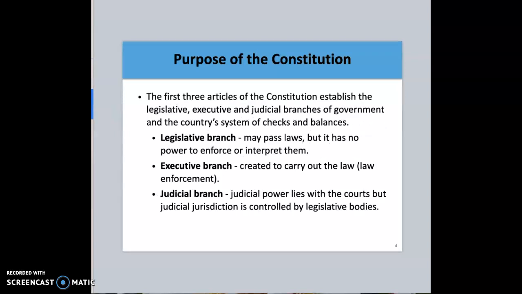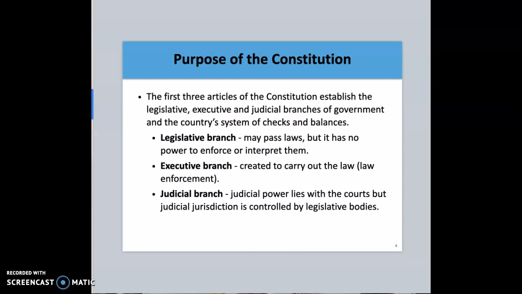Now, the first three articles of the Constitution established the legislative, executive, and judicial branches of government and the country's system of checks and balances. So first we'll start off with the legislative branch. Now, the legislative branch may pass laws, but it has no power to enforce or interpret them. So typical legislative branches of government would be Congress, your state legislative branches, your state assembly, county board of supervisors, and your city council. Those are considered legislative branches of government.